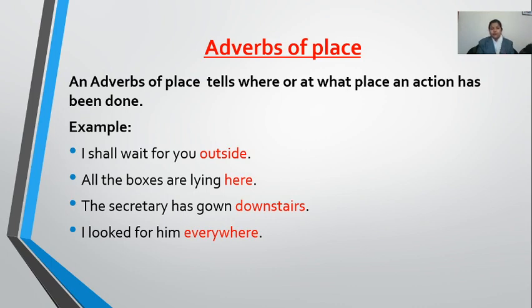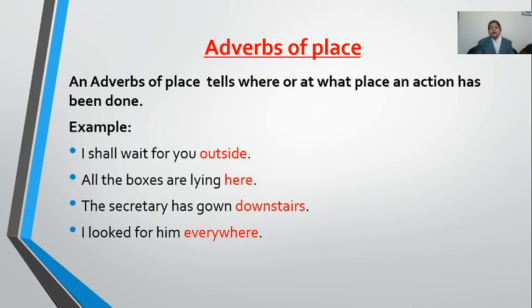I shall wait for you. My action is waiting. Wait where? Outside. So outside is your adverb of place. Okay. Now the second sentence is, all the boxes are lying here. Lying is my action in this. Lying is your verb. Ask the question, lying where? So the answer is here. Here is your adverb of place.